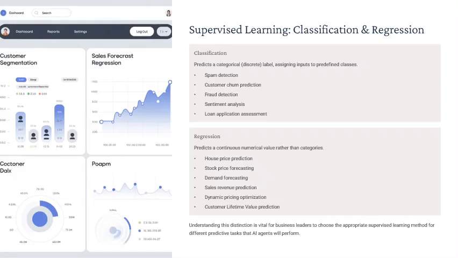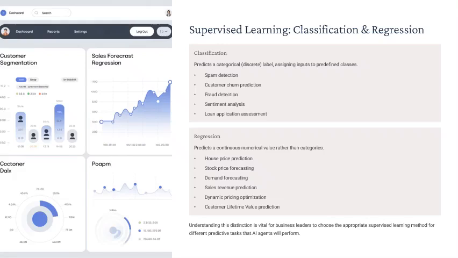And the material gives some fantastic business examples here, like spam detection. Is this email spam or not spam? Two boxes. Classic example. Customer churn prediction. Is this customer likely to churn or unlikely? Fraud detection. Is this transaction legitimate or fraudulent? Binary choices often, but not always.